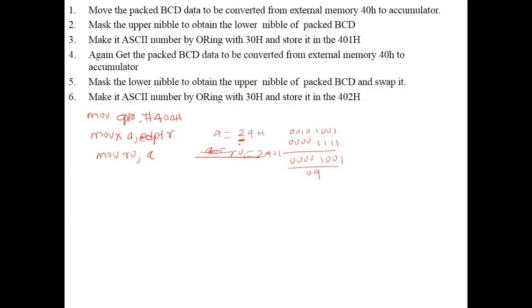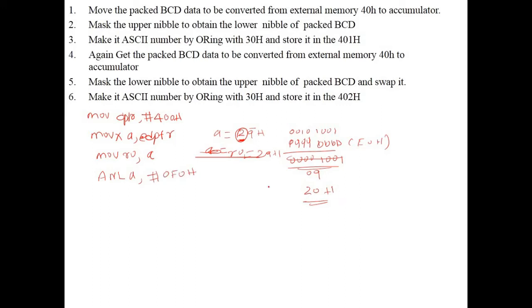Okay. So here what I need to do, if we get the lower nibble, to get the higher nibble, we need to mask the lower nibble. So in that case what we have to do, AND with F0H. Correct. So we'll get 20H, right? So here ANL A comma #0F0H.